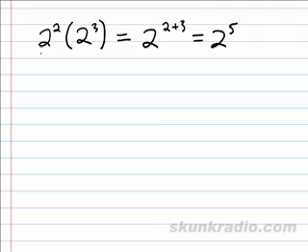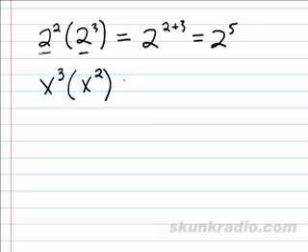And this will only work if the base term is the same. So we can also have x cubed times x squared. As long as this term, x in this case, is the same, we can use the first law of exponents. This would become x to the 3 plus 2, or x to the fifth.